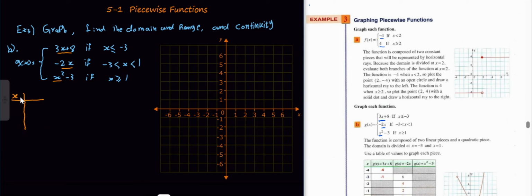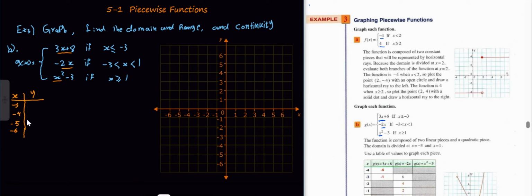So we have x and y. For example, how many points can we give to x? We cannot give it randomly. We have to look at this domain. The domain starts from negative 3. So we have negative 3, and x is less than negative 3. It means we have negative 4, negative 5, negative 6.